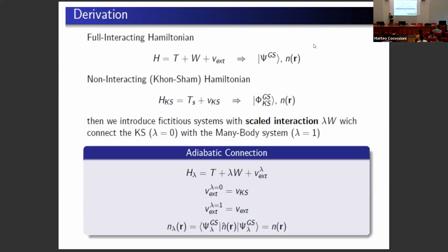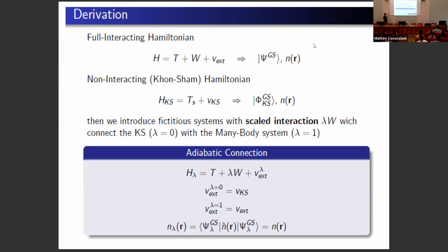Another way to see the problem is to start a bit more ab initio, and try to see how this leads to hybrids. What we have is the initial problem: the fully interacting system is defined by a kinetic energy, the electron-electron interaction, and the external potential. The non-interacting Kohn-Sham system is basically the same, except that we don't have interaction. What links these two systems is that the density is the same.